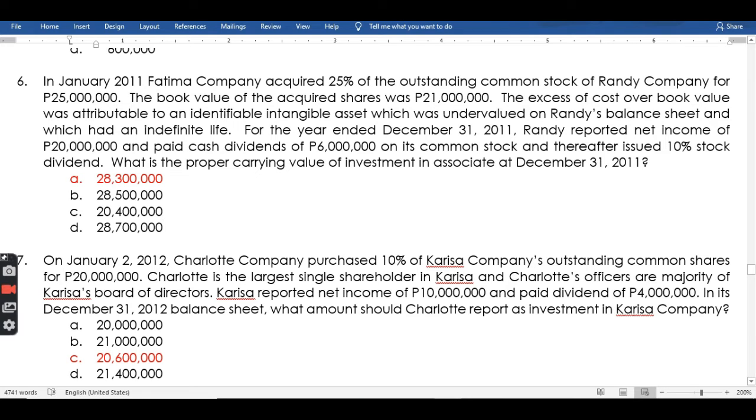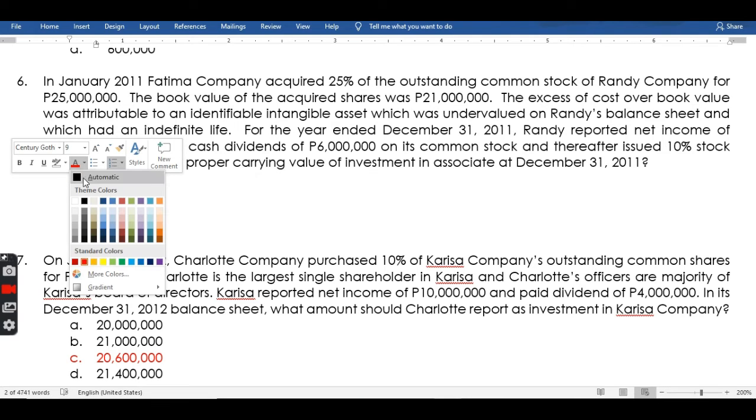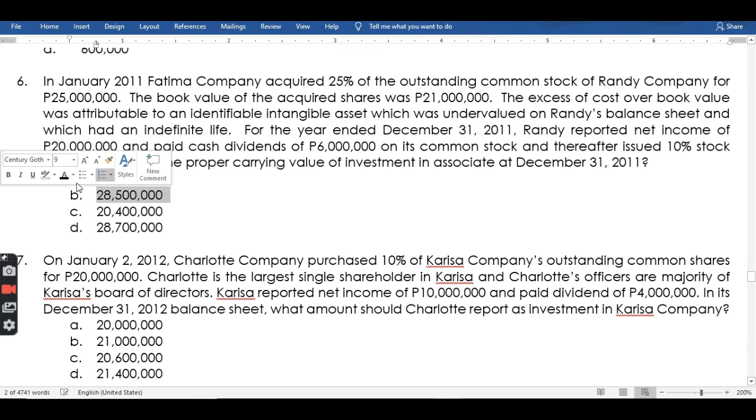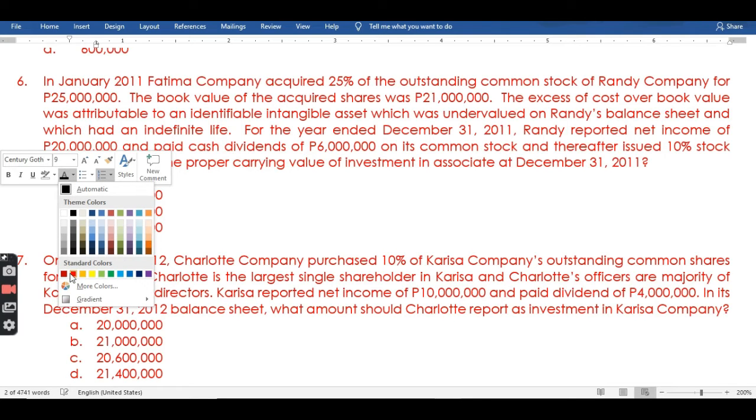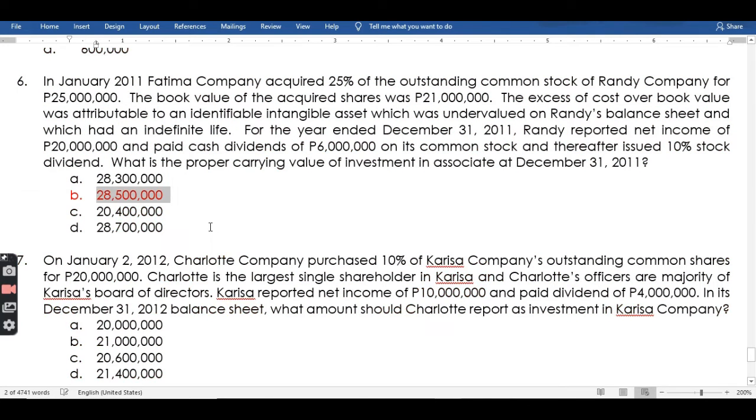Yun. So, wala namang sinabi kasi kung anong klaseng intangible asset yan. So, this is going to be... ano naman yan? 28,500. Okay, so yan yung answer natin sa question number 6.